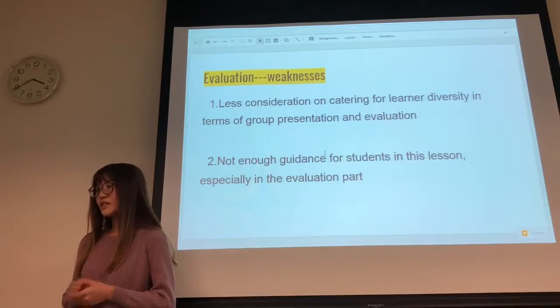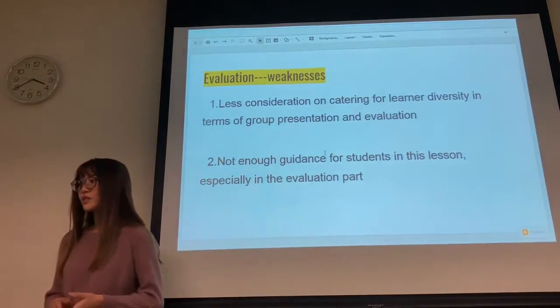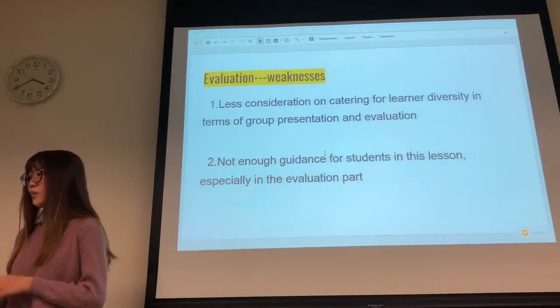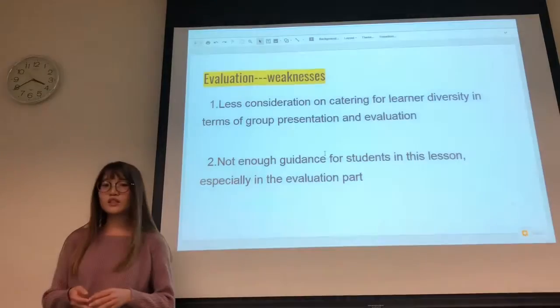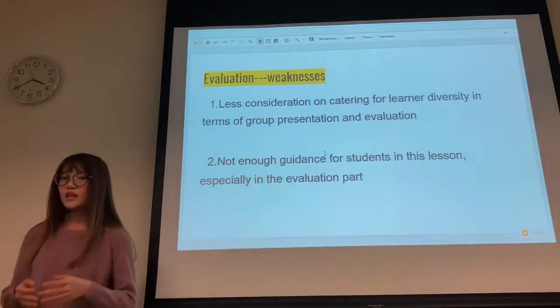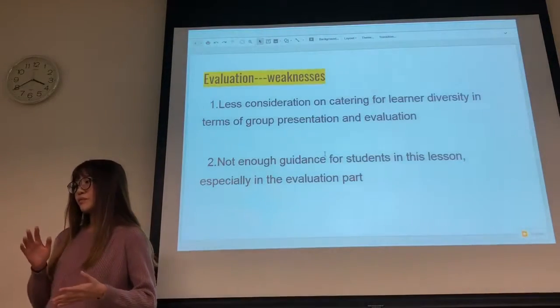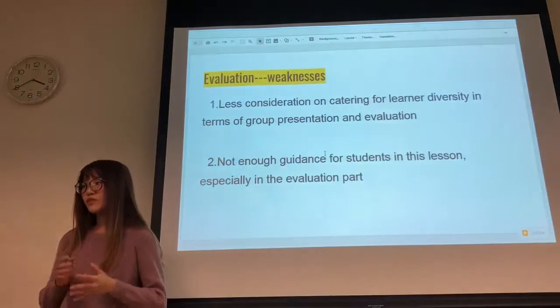However, some weaknesses can be recognized in this lesson. For example, less consideration on catering for learner diversity, and moreover, not enough guidance for students in this lesson, especially in the evaluation part, since our target students are just in P4, and maybe the independent evaluation will be a little bit difficult for them.